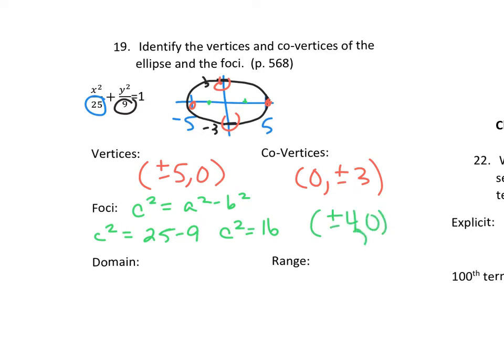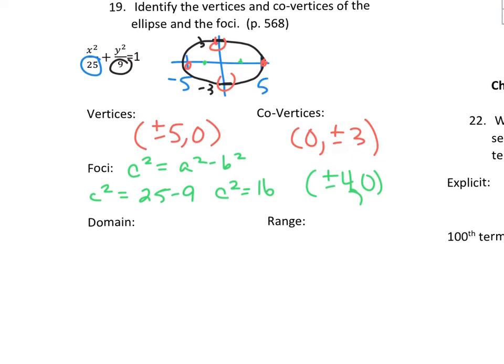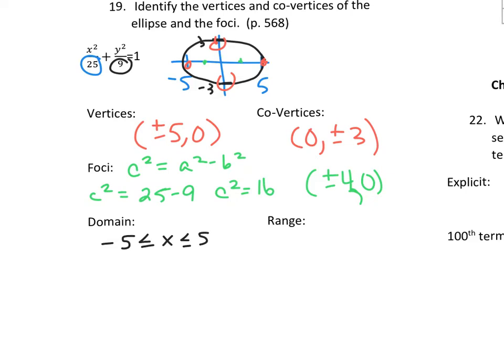To find the domain and range, it's simpler from the graph. The domain is all the x values. You're going left and right from negative 5 to 5, including it. You can either write it as an inequality, such as this, or you can write it as interval notation, -5 to 5.